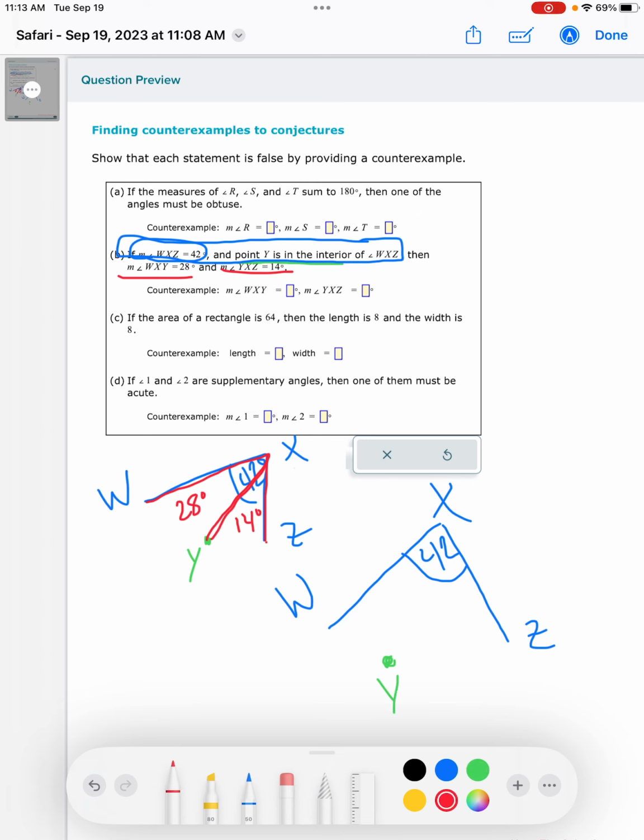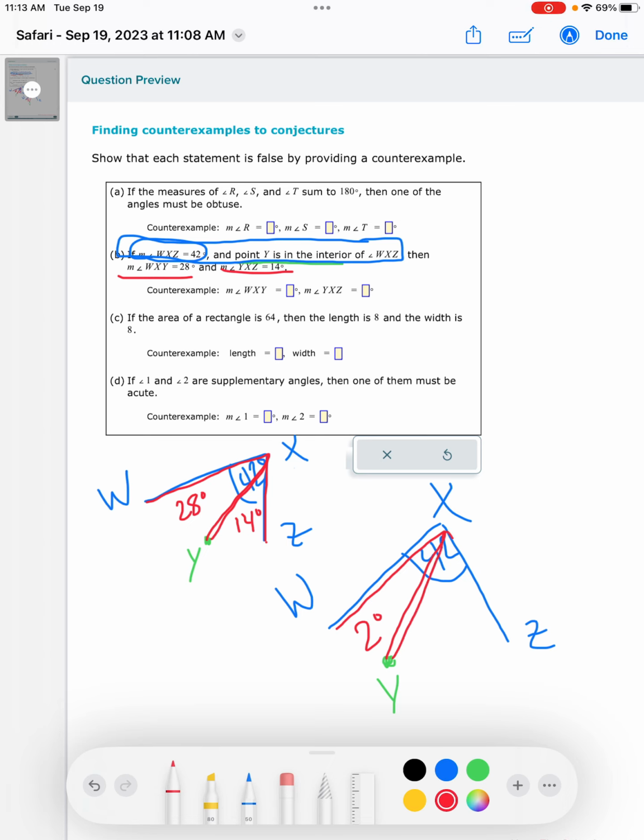All right, second half of the statement. They said it has to be 28 and it has to be 14. And I go, no. How about I just use 40 and 2, right? What if I said the measure of WXY, so from W to X to Y, what if I said I made that only 2 degrees? Well, then the rest of it would need to be 40, right? Because the original angle that we're cutting up was 42 degrees.